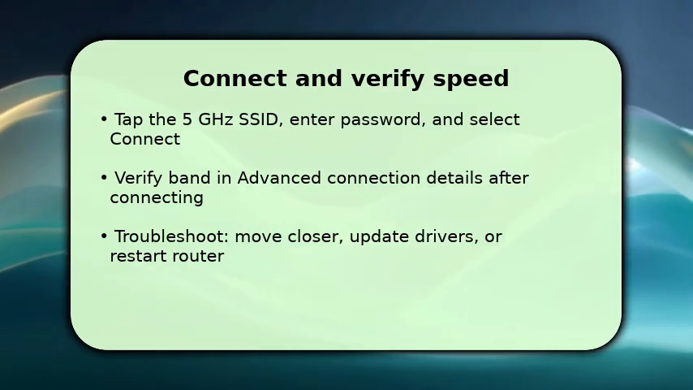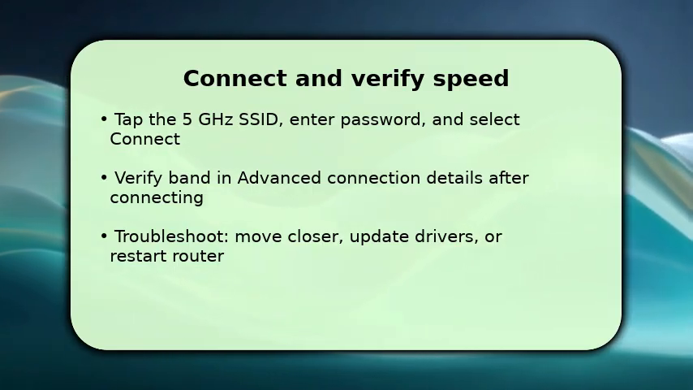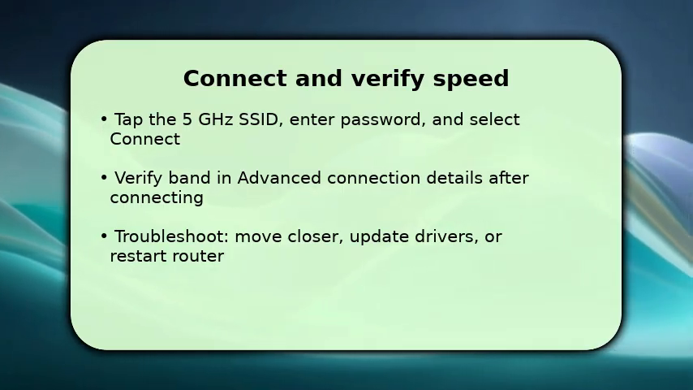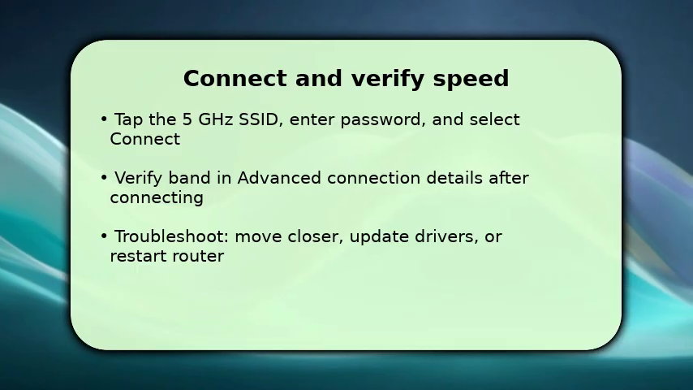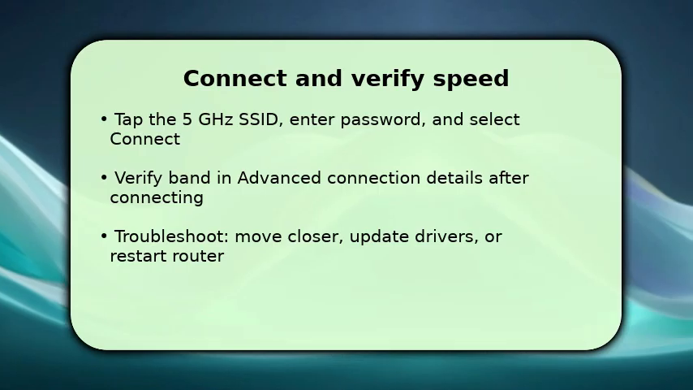If speeds aren't improved, move closer to the router. 5 GHz has less range, or reboot the router and phone. If you still can't connect, update your phone system or router firmware. Make sure the router's 5 GHz radio is enabled and not using an unsupported channel before trying again.